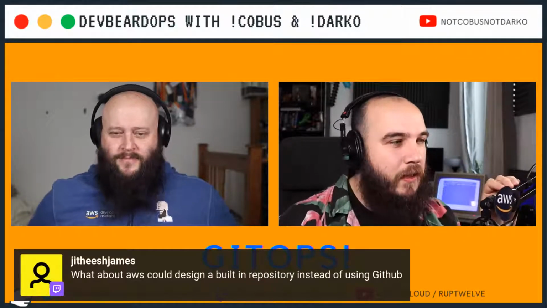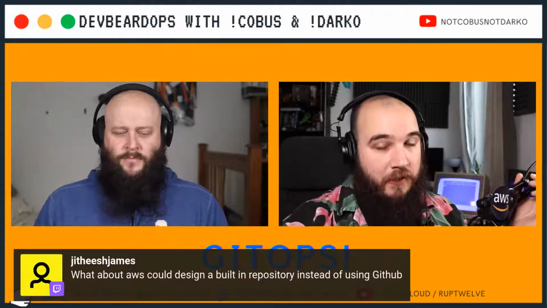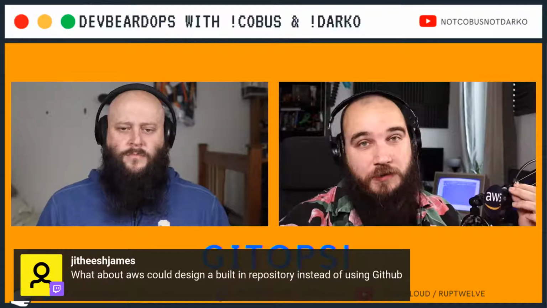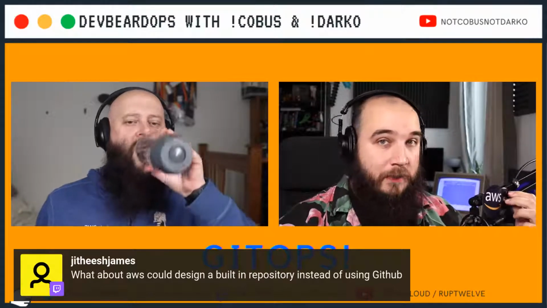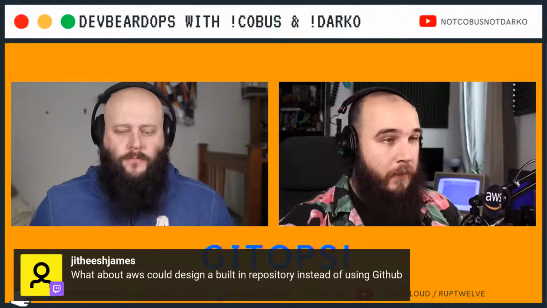Oh, hey, Becky, welcome back. I want to answer this question from Jitesh. Jitesh asks, what about AWS could design a built-in repository instead of using GitHub? There is a code repository in AWS. It's called AWS CodeCommit. It is your Git solution on top of AWS. So if you're looking to use AWS's built-in Git repository, check out AWS CodeCommit.